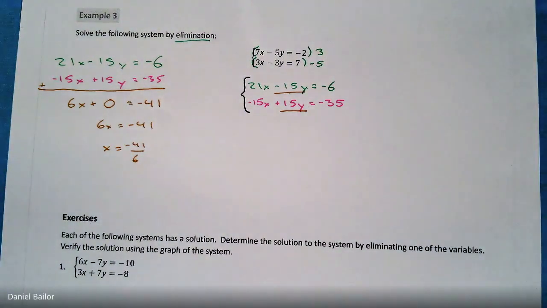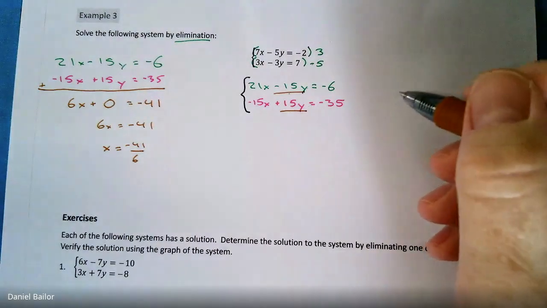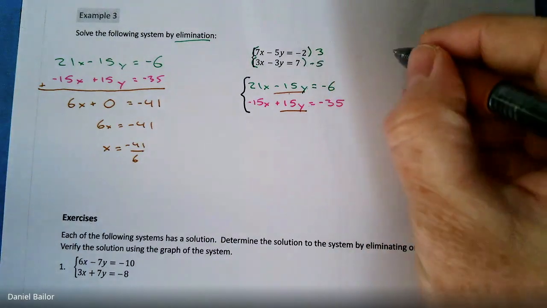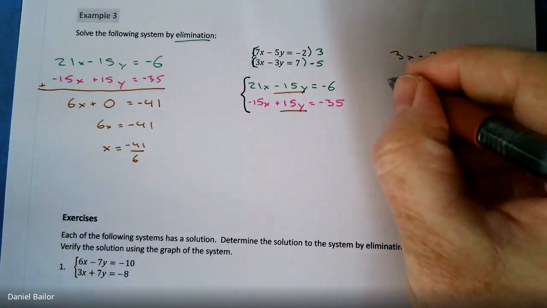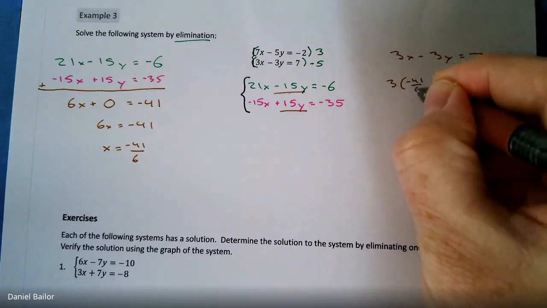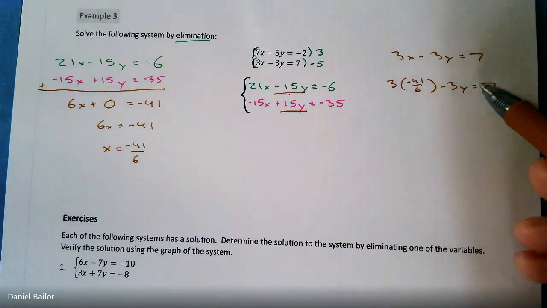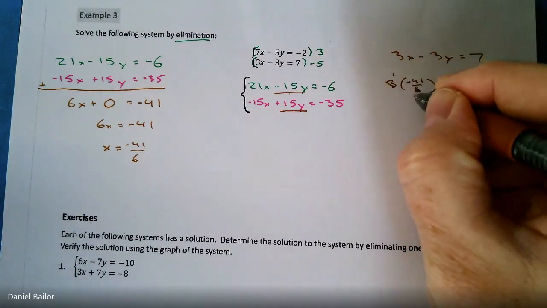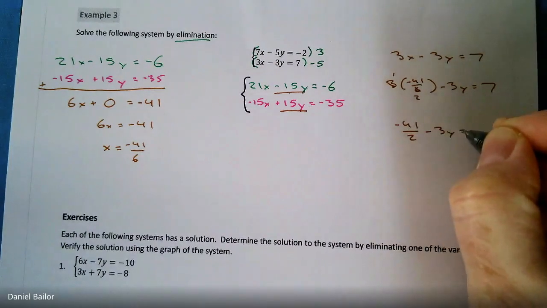And that is how I find the x value. Now, if I want to find the y, I have to put the x back into one of these equations. So I'm going to just take it into one of these simpler forms. I'm going to do 3x minus 3y equals 7. So I'm going to do 3 times negative 41 over 6 minus 3y equals 7. And I'm going to solve this equation for y. So the 3 and the 6 turn to 1/2. So I get negative 41 over 2 minus 3y equals 7.